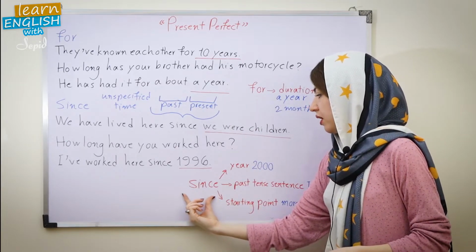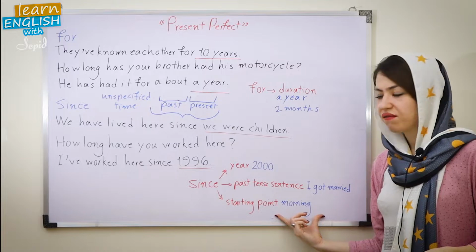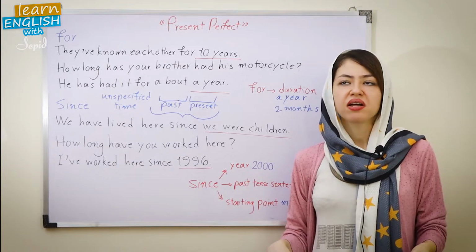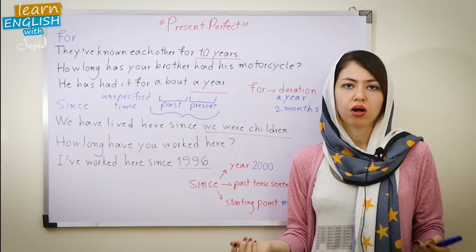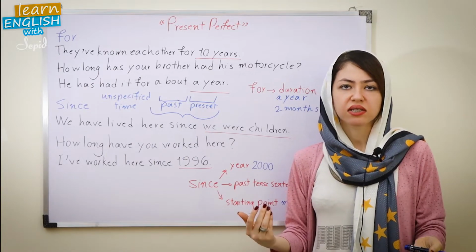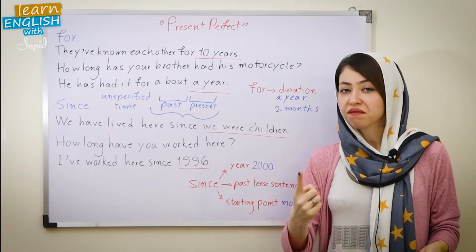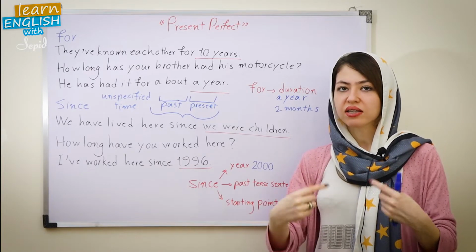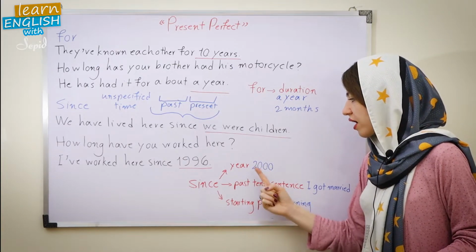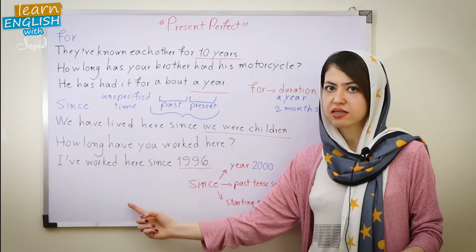So let's see. Since can be used along with the starting point, okay? For instance, morning. Since morning, I've cleaned my room, okay? So that's it. Or since morning, I've studied. But this one is normally used with present perfect continuous. Next part, okay? On the next part, we are going to analyze it much more. But these two are common with the present perfect simple. Let's just analyze them within the sentences.